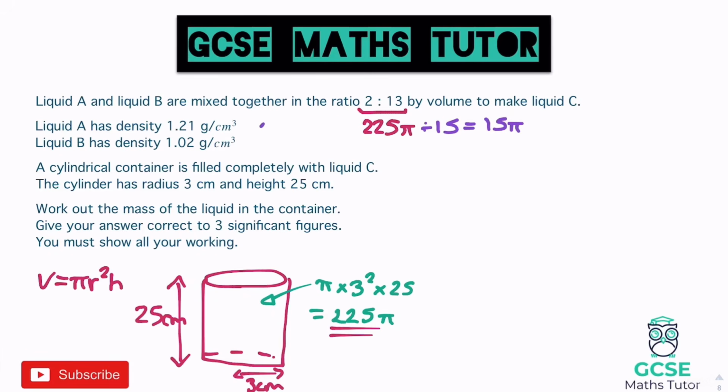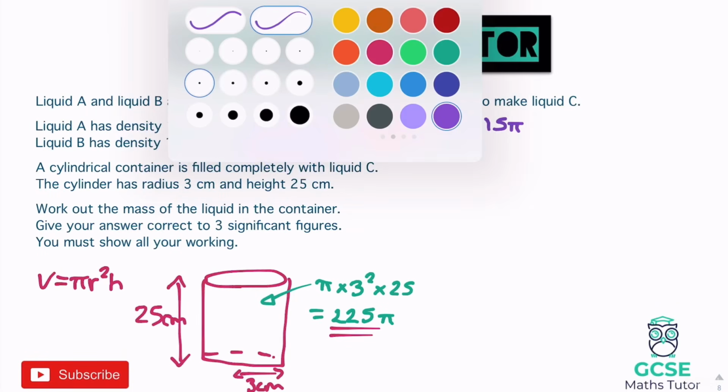So we've got A to B. 2 times 15 pi is 30 pi, and that's our volume. And 13 times 15 is 195 lots of pi. There we go. So there's our volumes in terms of pi, and again you can write that as a decimal if you want, but let's just go about actually drawing our table here and seeing what we've got.